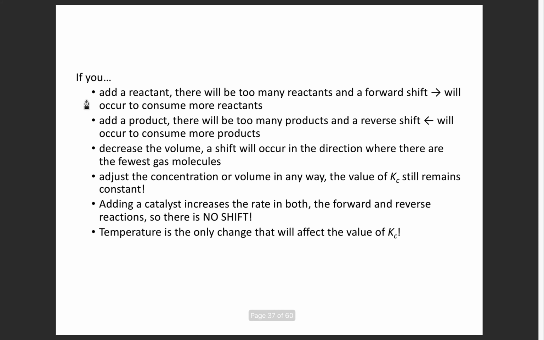All right, so let's take a look at these bullet points. If you add a reactant, there will be too many reactants and a forward shift will occur.